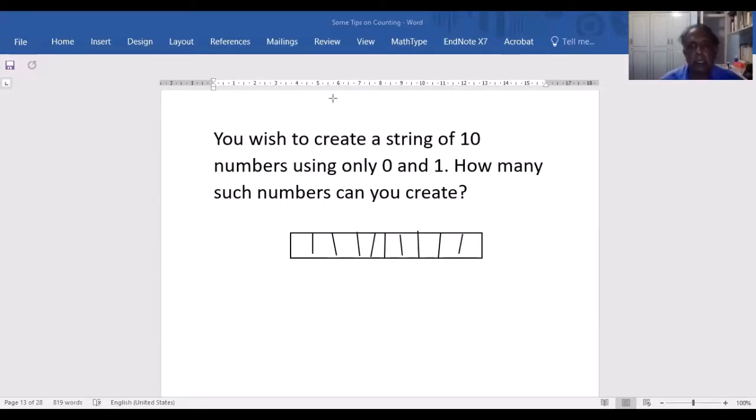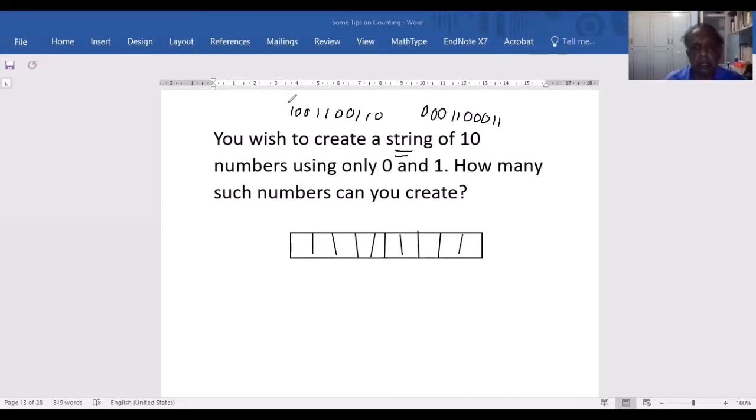So you've got 10 boxes there, and you want to fill each box with either 0 or 1. So again, if you apply the second counting principle, the problem becomes very easy. A so-called string, an example of a string is 1001 and so on. There are 10 numbers using only zeros and ones, so this is an example of such a string. And then you could have various kinds of numbers like this, and the question is, how many such numbers can you create?